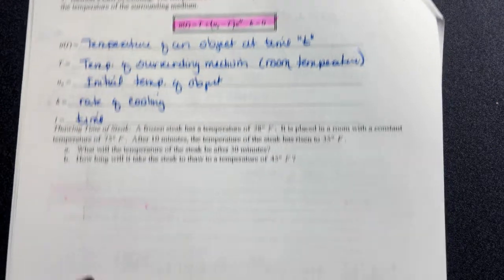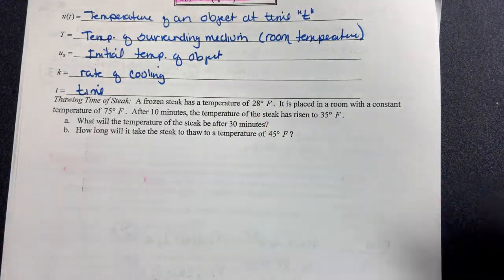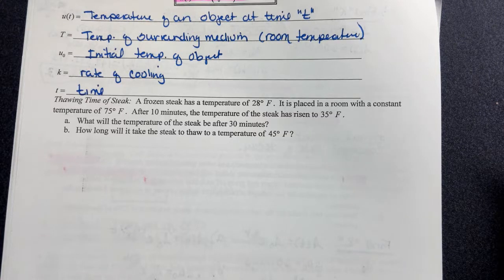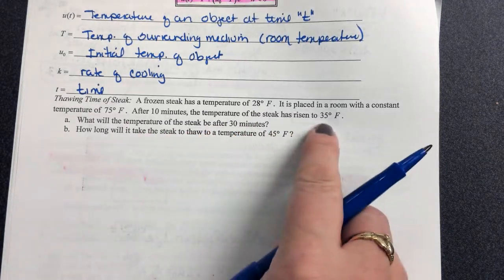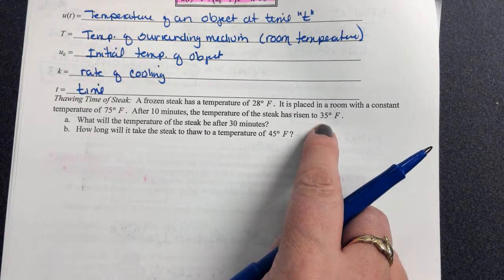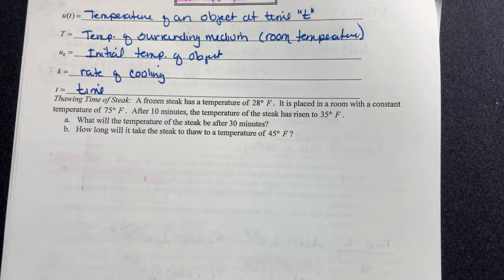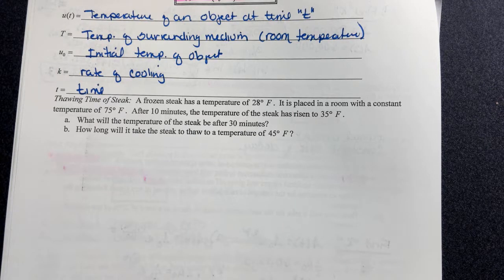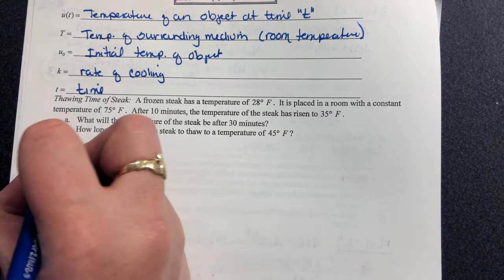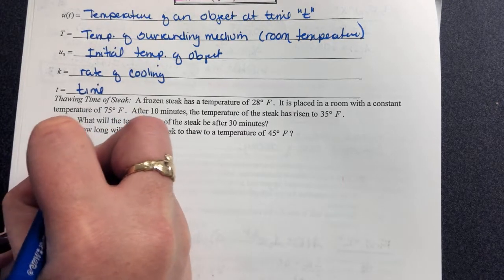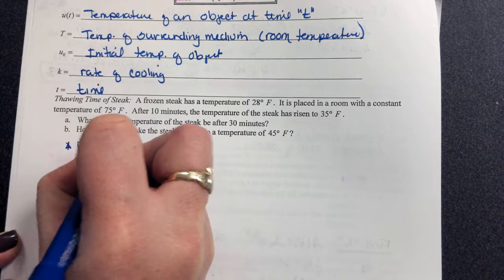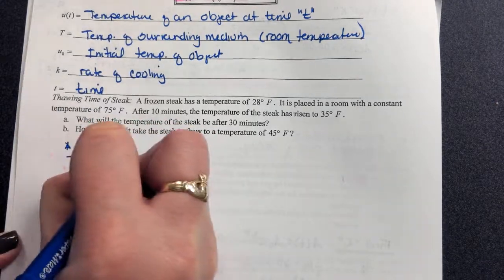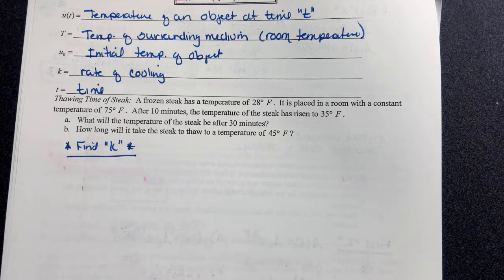So let's take a look. A frozen steak has a temperature of 28 degrees. It's placed in a room with a constant temperature of 75 degrees. After 10 minutes, the temperature of the steak has risen to 35 degrees. Just like in all the other examples, they're not giving you a significant piece of information. They're not giving you the K value. So like in all the other problems, if they do not give you that rate of cooling or rate of growth, finding K always has to be your first step.